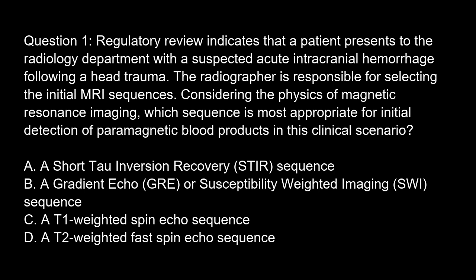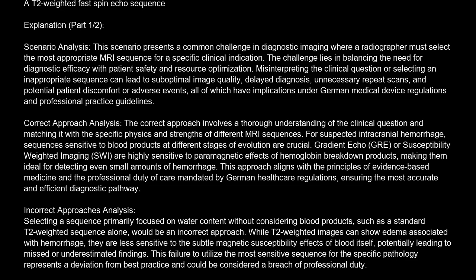Option B, a gradient echo (GRE) or susceptibility-weighted imaging (SWI) sequence. Option C, a T1-weighted spin echo sequence. Option D, a T2-weighted fast spin echo sequence. The correct answer is D, a T2-weighted fast spin echo sequence.